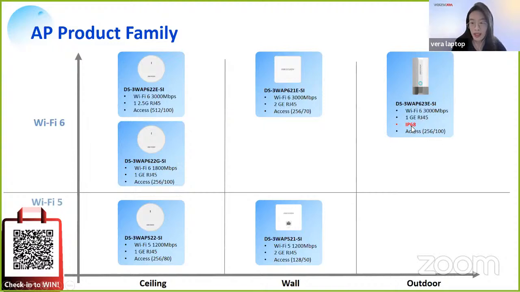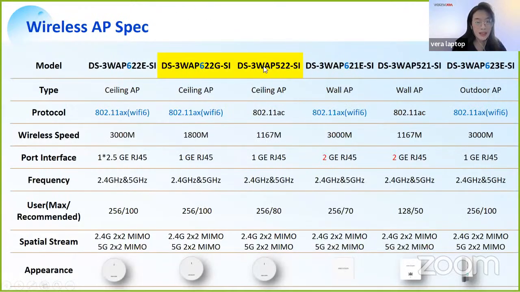Also, for the outdoor product, the main thing is that it needs to support at least IP67 level. This is about the Hikvision AP spec. Please find the highlighted 622 and 522. The ceiling models are well recognized in the market and receive good feedback. This is a popular model selling in the Middle East, and we can tell the different types according to the protocol. We can find a clue: AX means Wi-Fi 6, and AC means Wi-Fi 5.